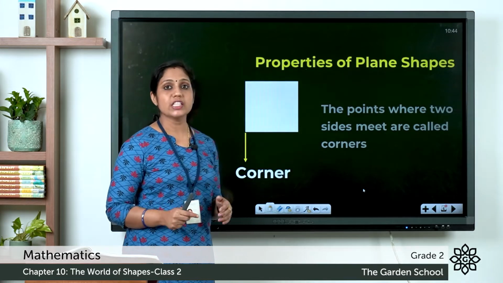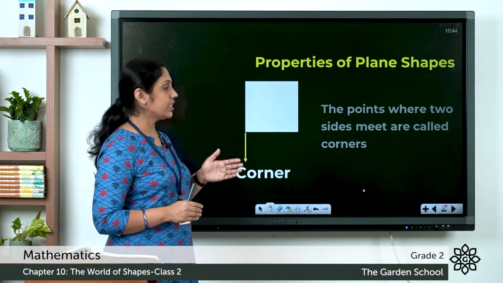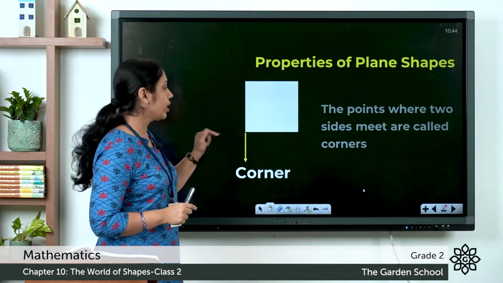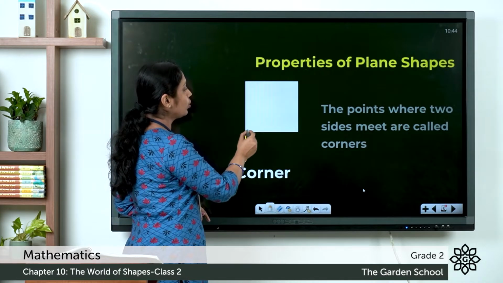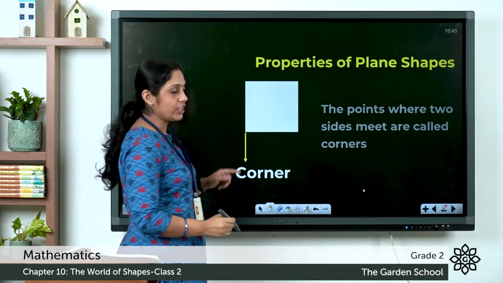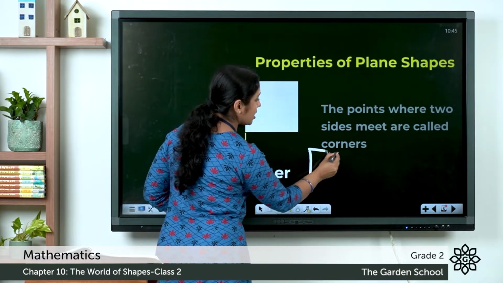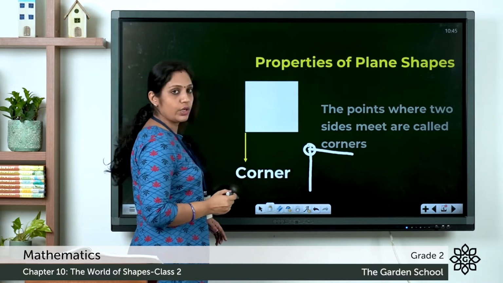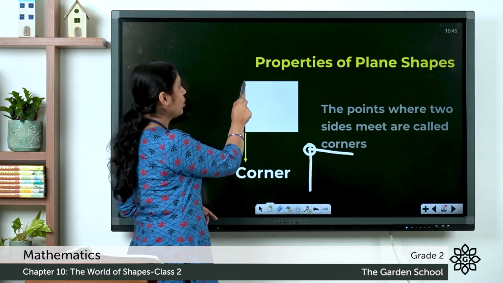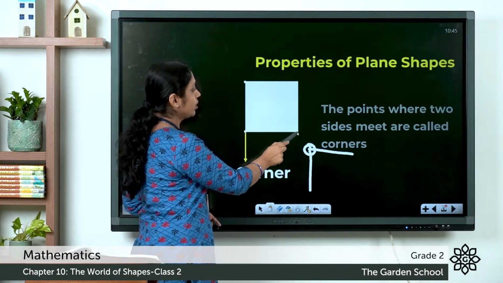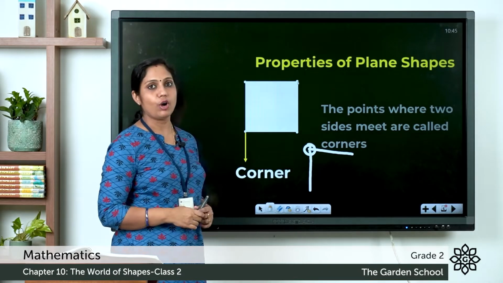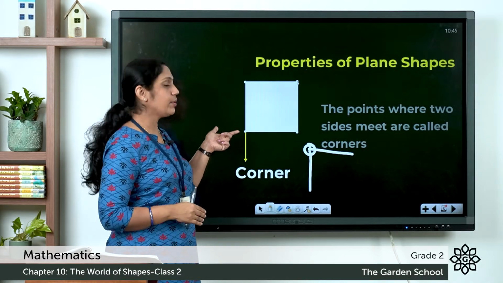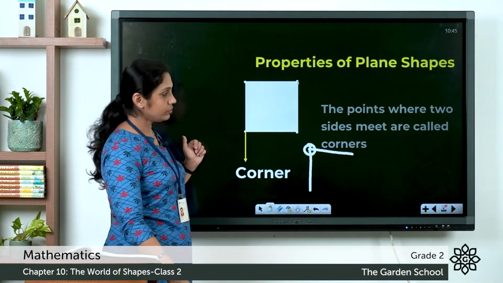And the points where 2 sides meet, that is called the corner. So here you can see that the 2 lines meet, and that point is the corner. So in this figure you can see that there are 4 corners, 1, 2, 3, 4. So that is the corner, where 2 sides meet, that point is called the corner.